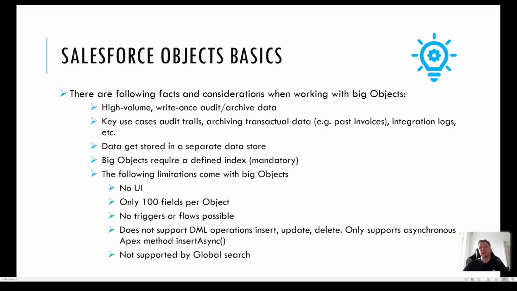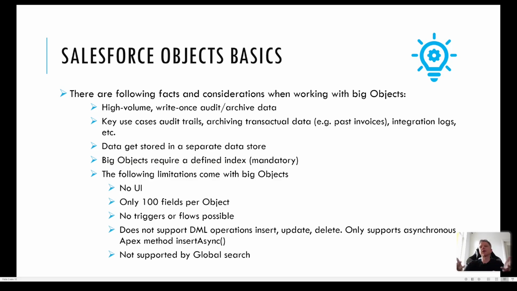When you're creating a big object, it requires a defined index. That's mandatory. And it comes with some limitations. It does not have any UI, so your end users cannot go to a big object, click on it, and go through the records in there. It also supports only 100 fields per object.